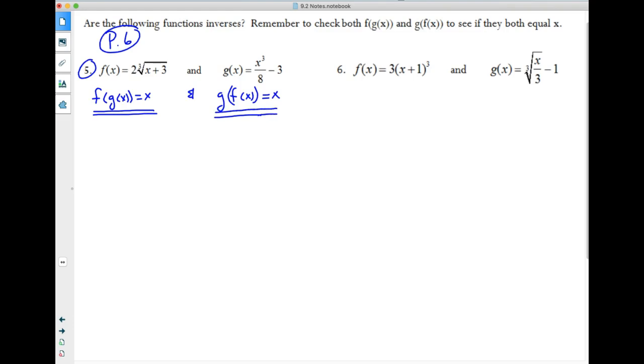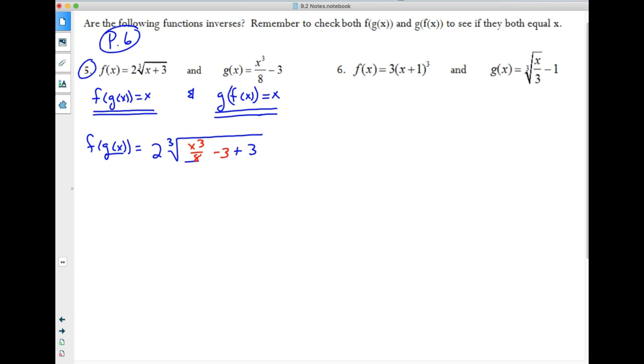So what we will do is go into the first one. What is f of g of x? Well, remember, that's where I got to plug g of x into f of x. So the way I always did that was I would take my f of x function, and wherever there was an x, I would leave myself some room because I knew that I had to plug in my x to the x cubed over 8 minus 3, and then I had to simplify that.